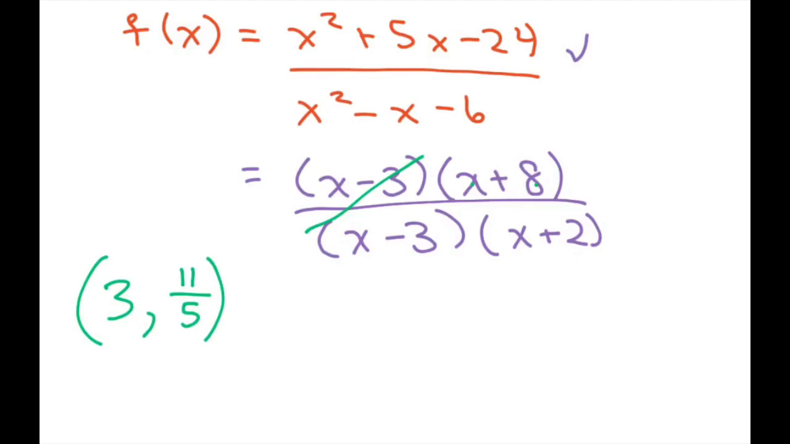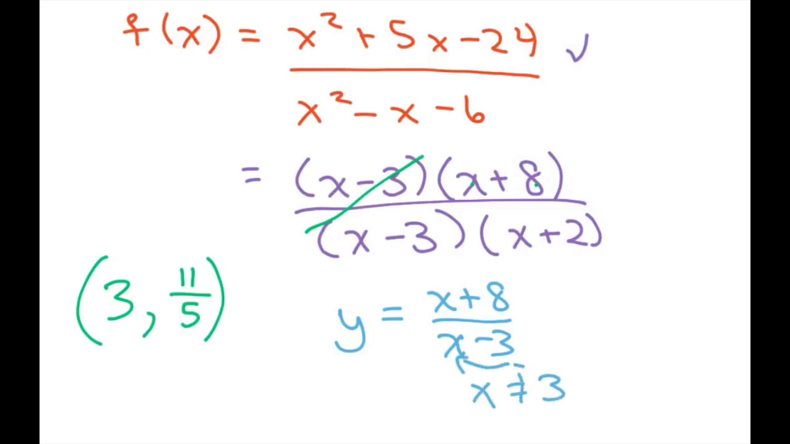So it's a little bigger than 2. Now, also on our reduced equation here, y equals x plus 8 divided by x minus 3, x cannot be 3 because if you plug in 3 here, you'll be dividing by 0, which you can't do. So we have a vertical asymptote at x equals 3, which means that's your essential discontinuity.